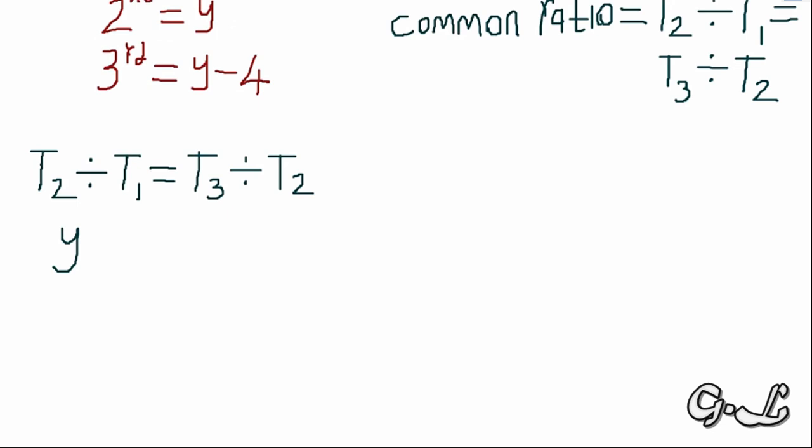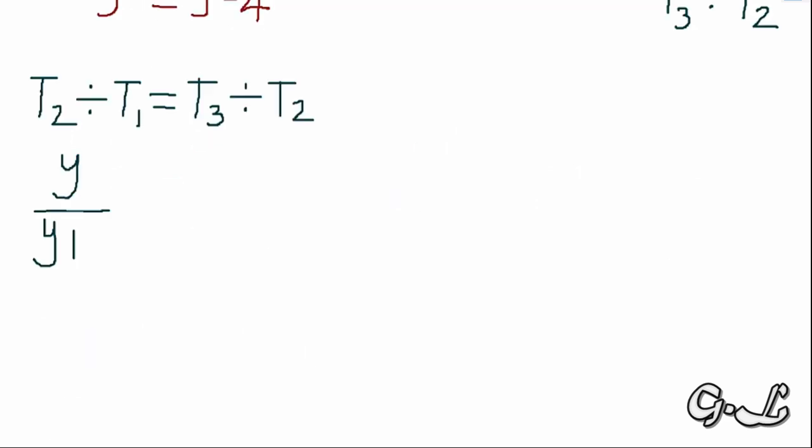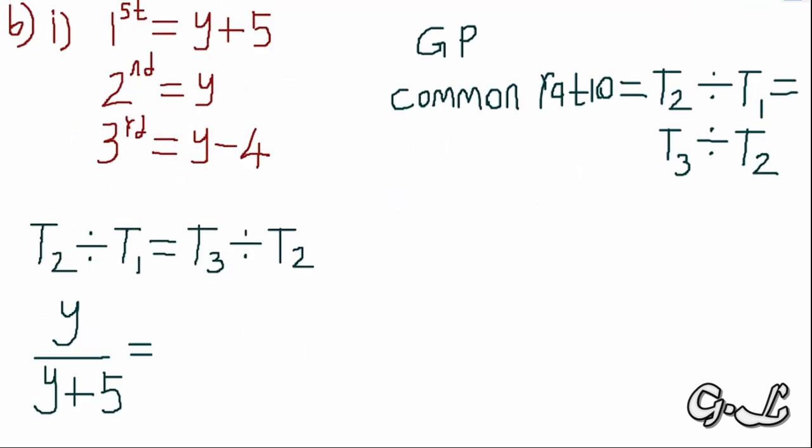So what is our T2? Our T2 is Y. What is our T1? Our T1 is Y plus 5. Now, what is our T3? Our T3 is Y minus 4. And then what is our T2? Our T2 is Y, like that.